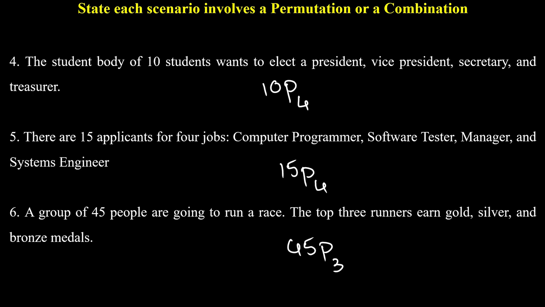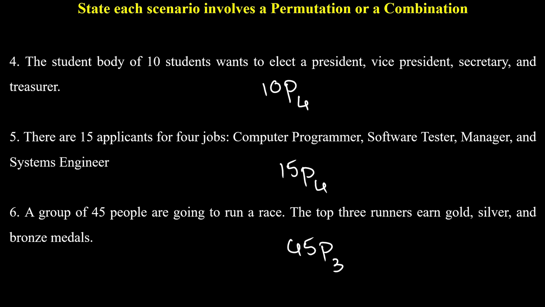Simple logic: position is given. If they say simply 3 medals for 45 people, 3 medals to be given, then it is a combination. Here the 3 medals are not specified, but in this case they are specified. When a specific position is mentioned, when you are putting an order or a position is given, you have to go for permutation. So then when to apply combinations?